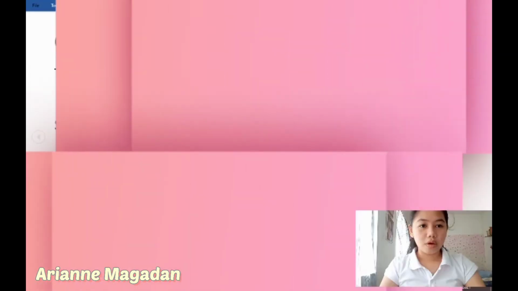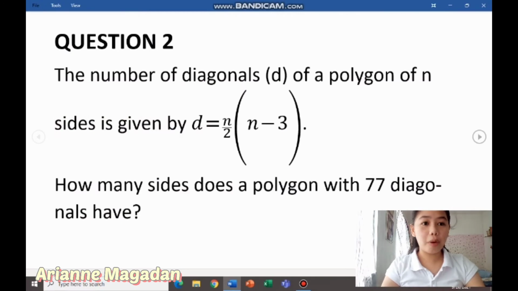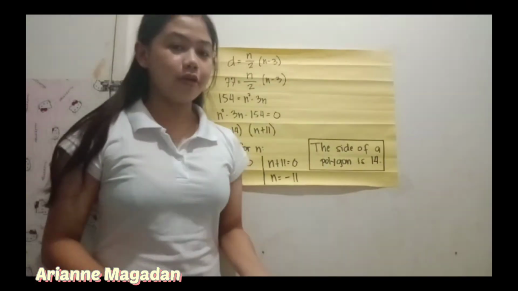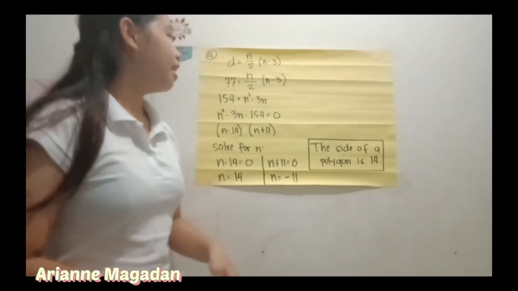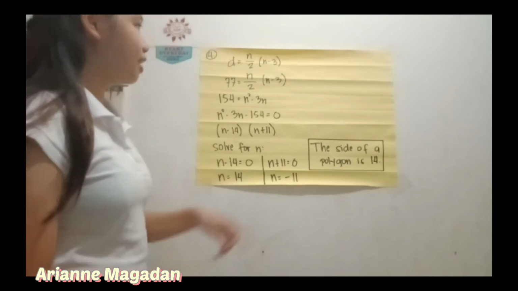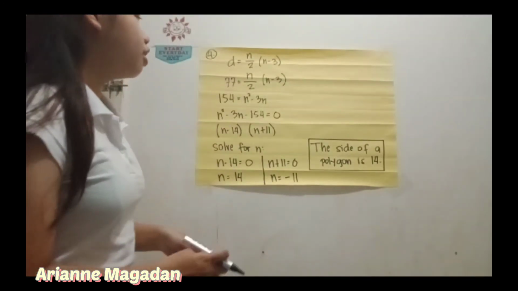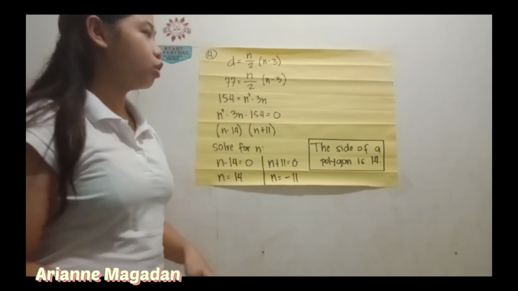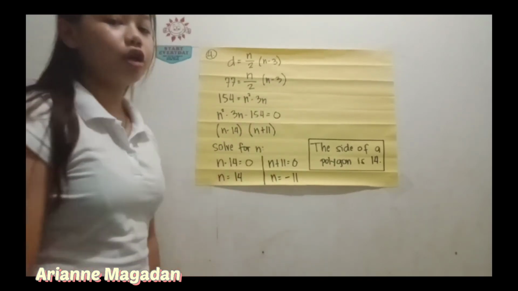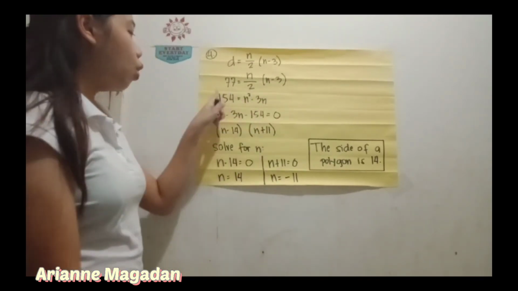For question number 2, the number of diagonals D of a polygon of n sides is given by D equals n over 2 times n minus 3. How many sides does a polygon with 77 diagonals have? For this, we copy the formula given and substitute the given number, 77, for D, the diagonals. So this becomes 77 equals n over 2 times n minus 3. Then cross multiply, 77 times 2 equals 154.